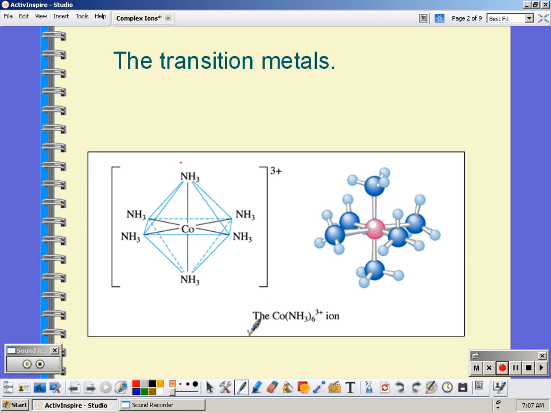Alright, so here's an example. We have cobalt in the middle, which is a transition metal, and the ligands that are attached are ammonia molecules. 1, 2, 3, 4, 5, 6. So notice it has 6 things around it. Even though it has already bonded with 6 ammonia molecules, it's still carrying a +3 charge, which means it can still bond with something else.